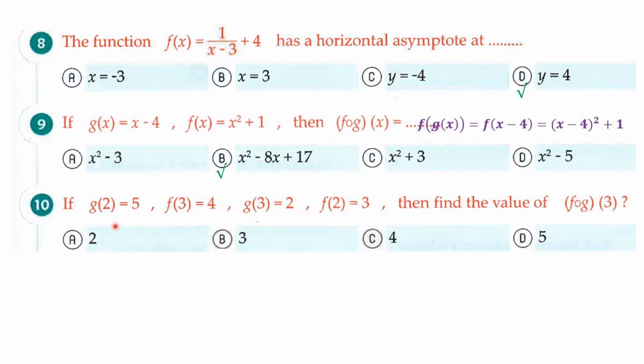Number 10, g of 2 and f of 3, they gave you the values of a couple of functions. Then find the value of f o g of 3. What does that mean? It means f of g of 3. So let's see, f of g of 3. What is g of 3? g of 3 is 2. So f of 2. What is f of 2? Stepwise, quickly, f of 2 is equal to 3. And the answer is B.